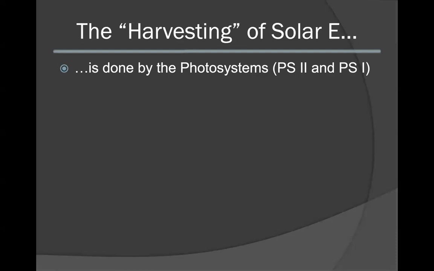Now we're going to take a look at how this process actually is carried out. This is done by important photosystems. There are two photosystems within this process. We call them photosystem 2 or PS2 and PS1.